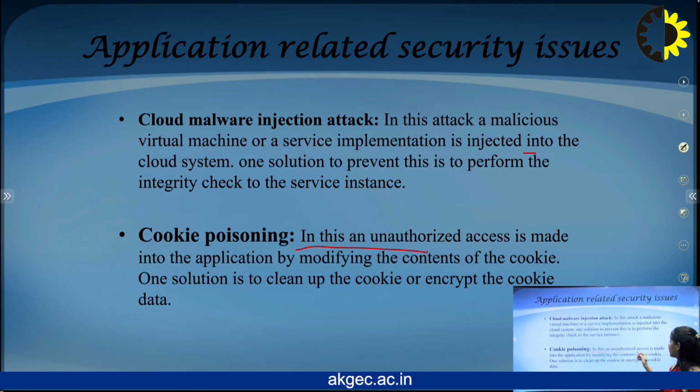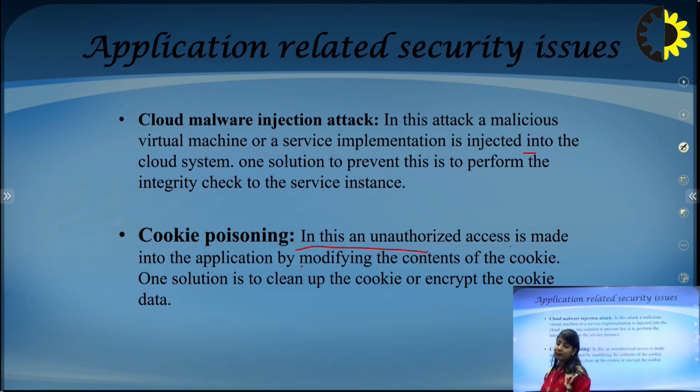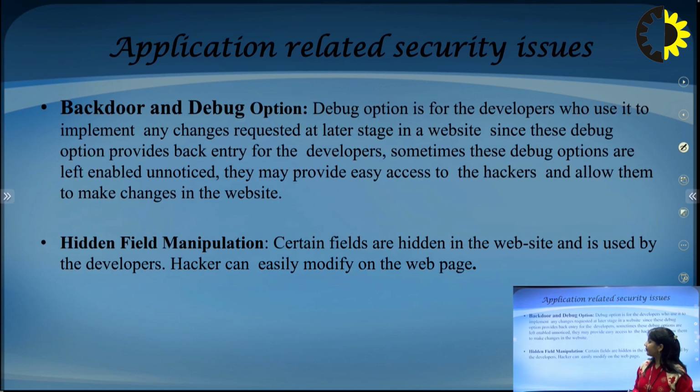Next is cookie poisoning. In this, unauthorized access is made into the application by modifying the content of the cookie. We know that when we access any online application, a cookie is saved on the system. If we are working on a virtual machine, then that cookie will be saved onto the virtual machine. So we have to avoid this, and one solution is to clean up the cookies or encrypt the cookie data. A hacker can also track or access your data with the help of cookies.